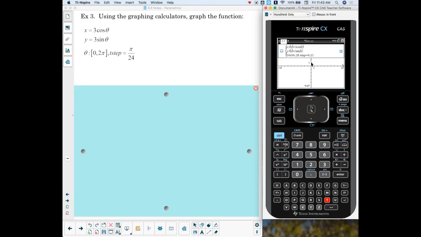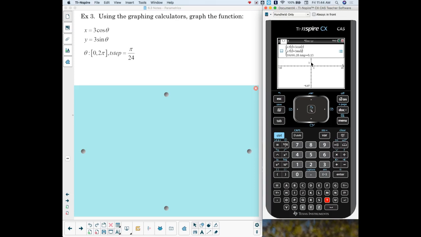Again, you need to look up in the upper right-hand corner of your calculator. If it is in RAD, then you're going to go from 0 to 2 pi. If it is in DEG, you're going to go from 0 to 360, because we want to make a complete loop around the unit circle. So dependent upon which one you're in, there's that, and 0.13 is pi over 24.